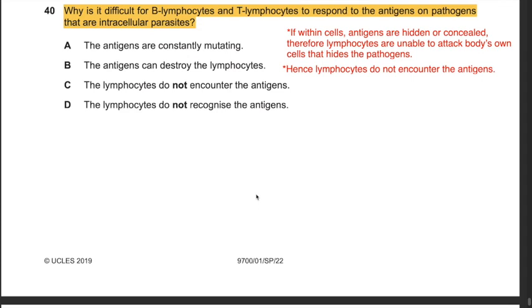Answers A, B and D are incorrect and do not explain the difficulty for B lymphocytes and T lymphocytes to respond to the antigens that are intracellular parasites. Intracellular meaning acting within the cells or hiding inside cells. And if the antigens are hidden or concealed, lymphocytes cannot attack these antigens because they are hidden inside body cells, and lymphocytes do not attack our own body cells. Therefore, it does not encounter the antigens at all. Hence, the answer is C. The lymphocytes do not encounter the antigens.